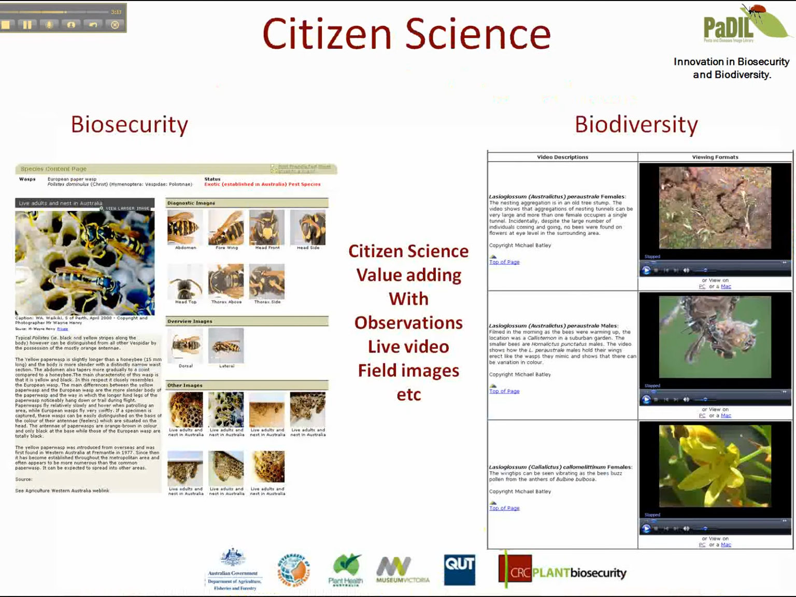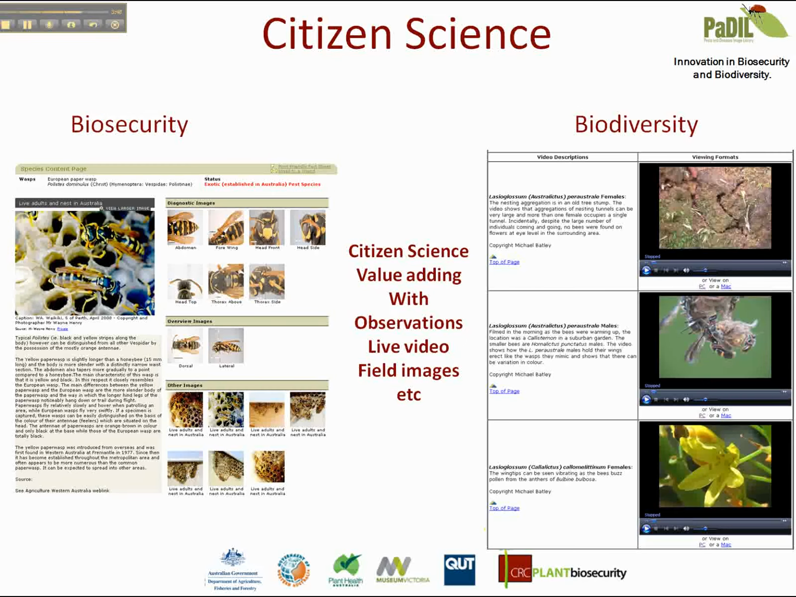We also found that by presenting these, we've got a lot of citizen science value adding. Here are some examples where a person in Western Australia sent us pictures of a Polistes diminulis nest in his backyard. Prior to that we only had the dead set specimens. And over here on the right, on the native bee, there's a person in Sydney called Michael Batley who's taking a lot of wonderful footage of native Australian bees, and it's all been delivered through PaDIL on the biodiversity side. So as I said, we're finding citizen science people now have a place to pass on their information and make it publicly available.